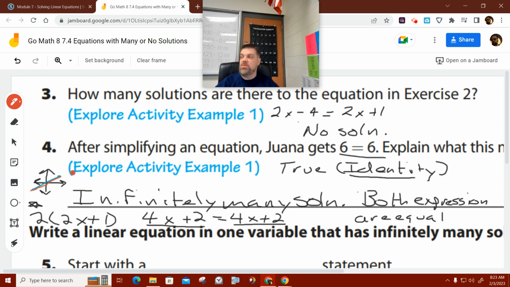And where they intersect when you graph the expression is where the solution is. If they intersect one time, it's one solution. If they're parallel lines, they don't intersect at all. That means no solutions. But if they're the same line or identical lines, they're right on top of each other. They intersect everywhere. And so you have infinitely many solutions.